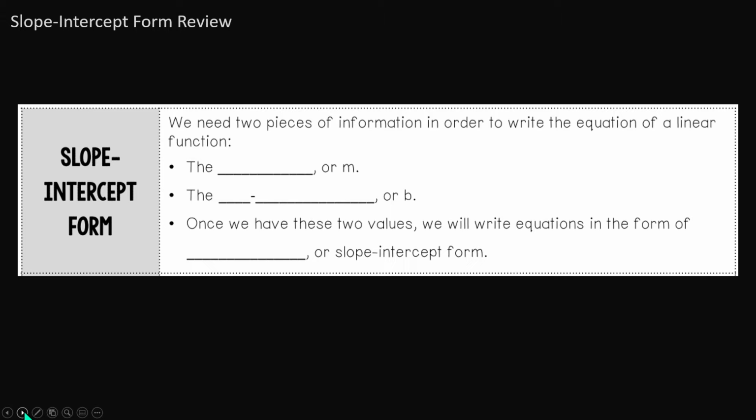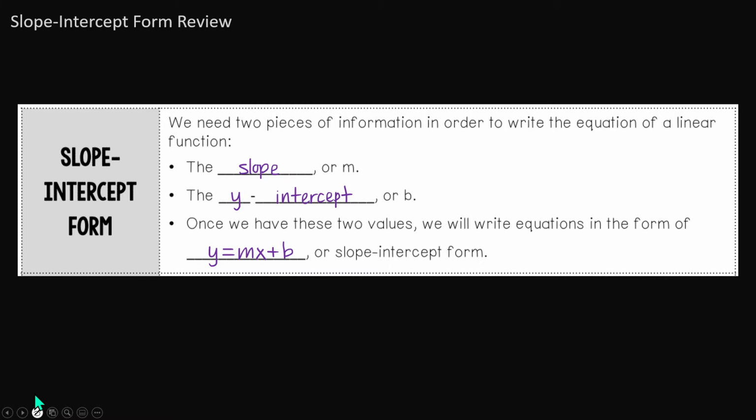So, slope-intercept form. This is the way that we've been writing linear equations since we learned how. We need two pieces of information in order to write the equation of a linear function. First, we need the slope, or the variable m. We need the y-intercept, or b. And once we have these two values, we will write equations in the form y equals mx plus b. That's y equals m times x plus b.